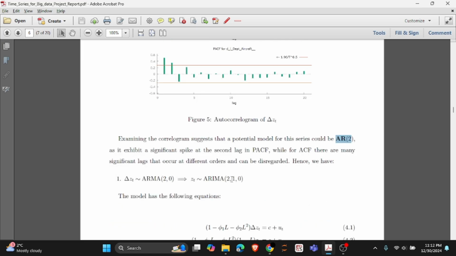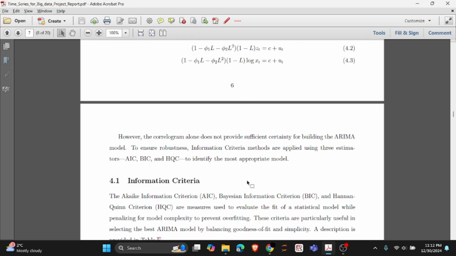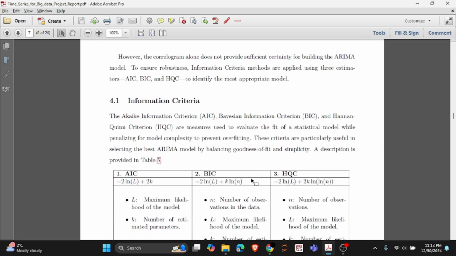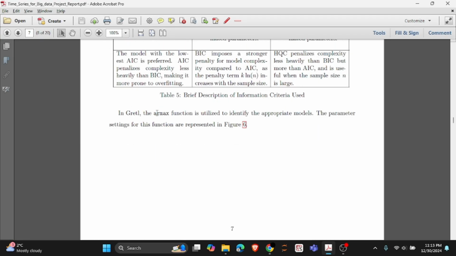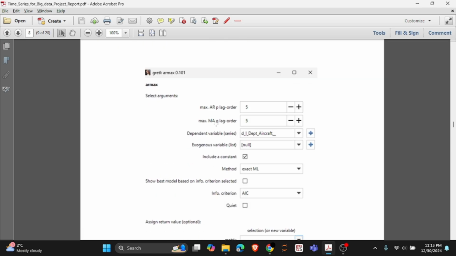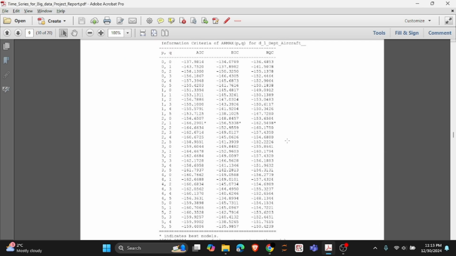This means it is ARIMA(2,1,0), because 2 is the autoregressive order, 1 is the first difference that we had, and 0 means the moving average. Next, we have the information criteria: AIC, BIC, and HQC. In Gretl, there is an ARMAX function that we applied. We set the maximum AR value to 5 and the maximum MA value to 5, and checked the results. We found that the best model was with p=2 and q=1, which was the lowest amongst all. For the AIC, the lowest was the (2,1) model. For the BIC, again the lowest was the (2,1) model, and for HQC again the (2,1) model.